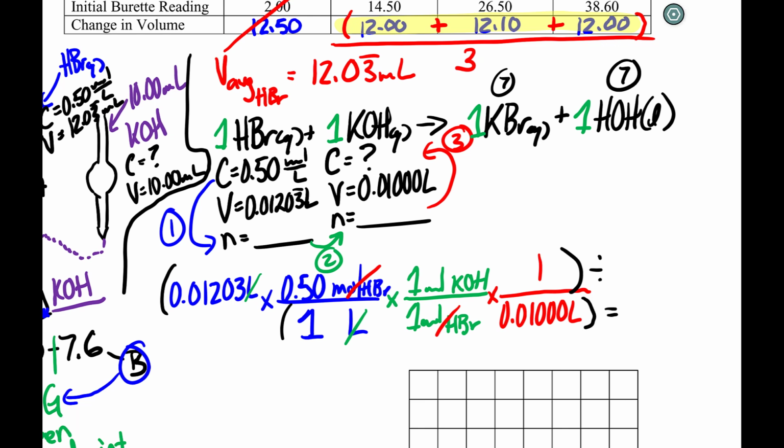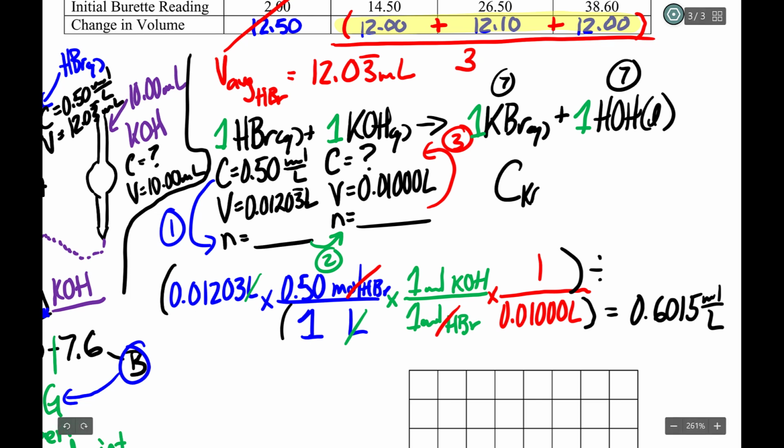And that gives me a concentration of 0.6015 moles per liter. I need 2 significant digits based on the 0.50 moles per liter in the question. So the concentration of my KOH would be 0.60 moles per liter.